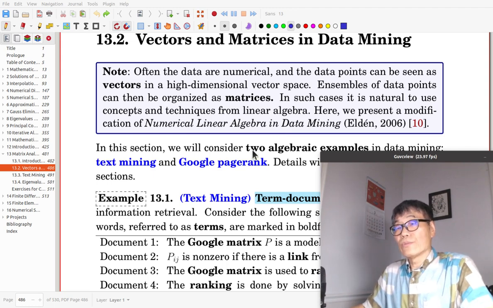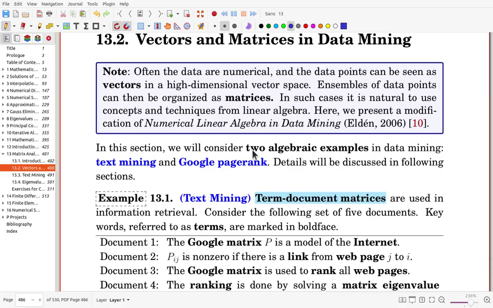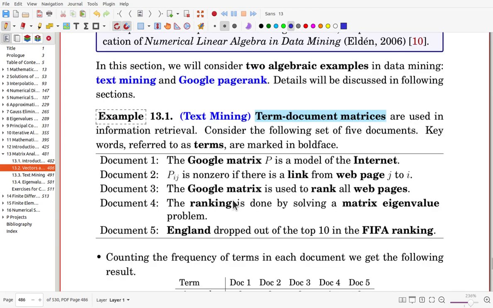In this section, we'll consider two algebraic examples in data mining, text mining and Google PageRank. Details of the algebraic properties will be discussed in the following sections. Let's see the first example in text mining. Here we'll consider so-called term document matrices. They are used in information retrieval.